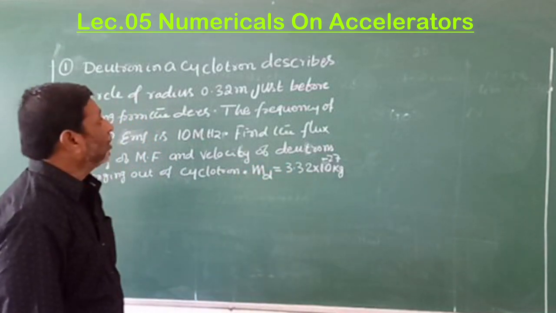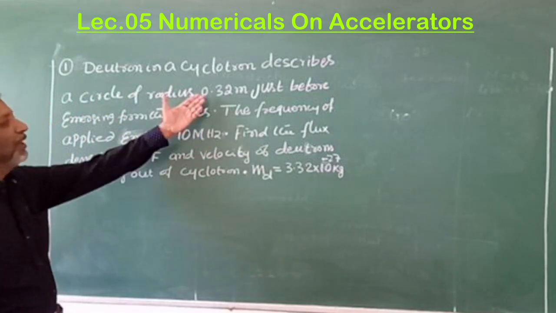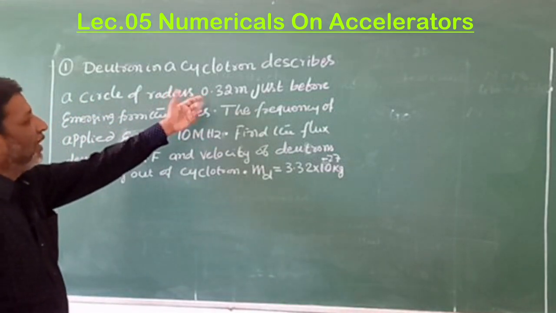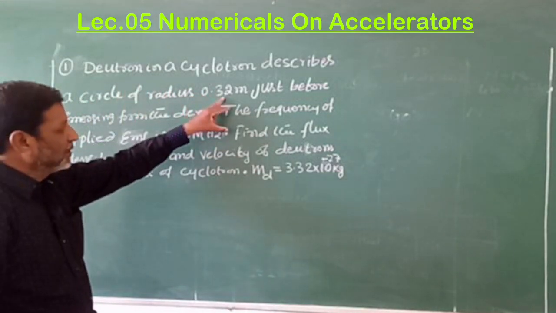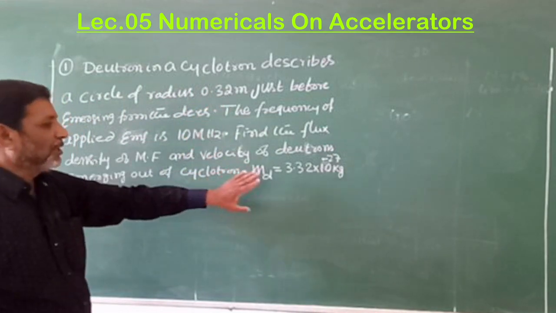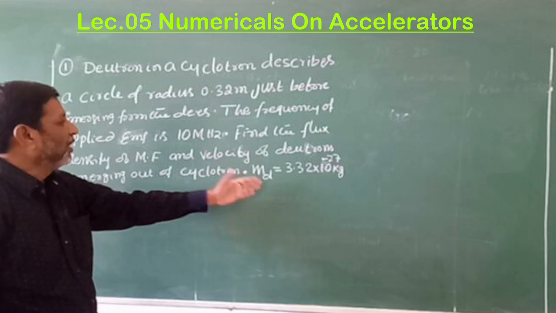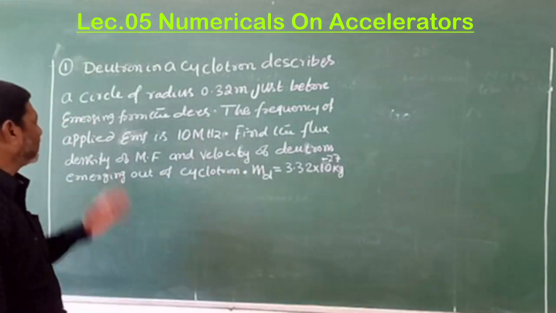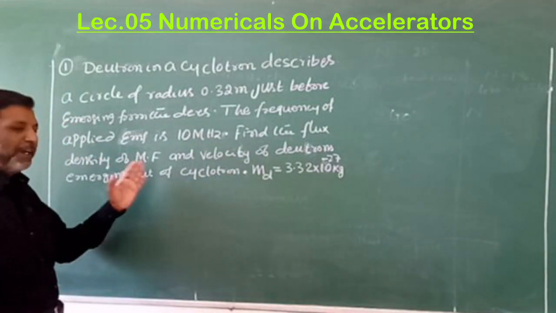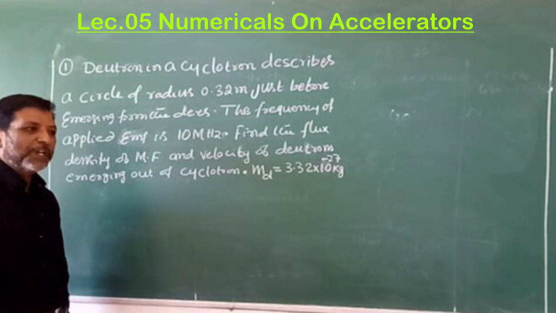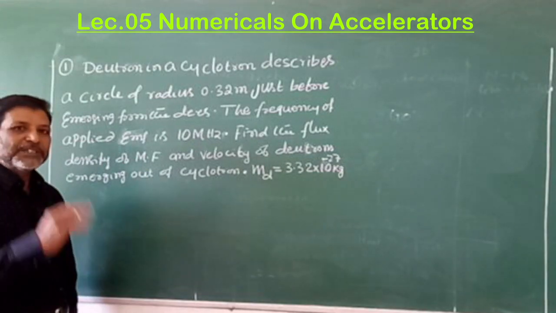Now see, from the given information, the radius of the D is given to you, and the mass of the deuteron is given to you. Then by using this, you can find the flux density of the magnetic field, meaning the magnetic field you have to calculate. Now, all of you listen seriously here.